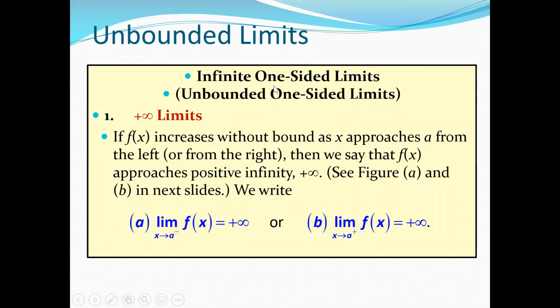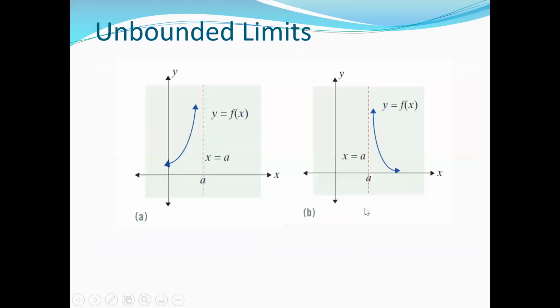So here we have infinite one-sided limits, which are also called unbounded one-sided limits. We start with the positive infinity limit. So here we say that if f(x) increases without bound as x approaches a from the left or from the right, then we say that f(x) approaches positive infinity because it increases. So again, the limit of f(x) as x approaches a from the left will be positive infinity, or the limit of f(x) as x approaches a from the right also will be positive infinity. And we can see from the graph here, as x approaches a but doesn't touch it, it keeps increasing.